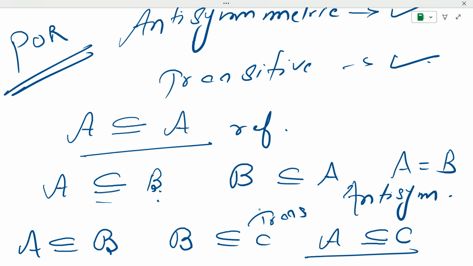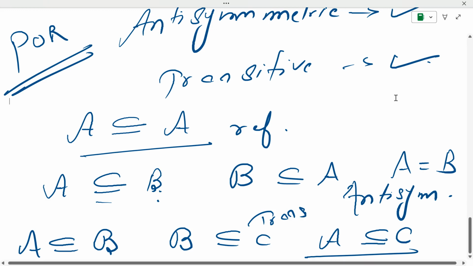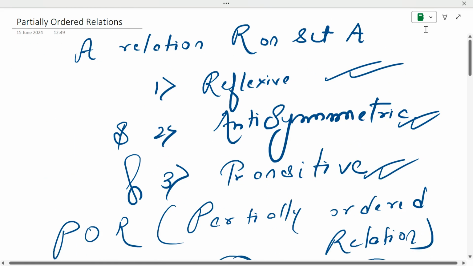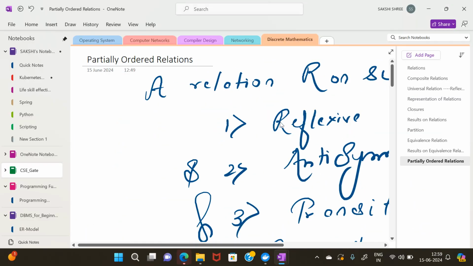Okay, now comes the question of what is a poset. We will see about poset next. Right now we have just learnt about partially ordered relations. In the next video we will be learning about what a poset is, right? So that's all for this part, and keep watching.